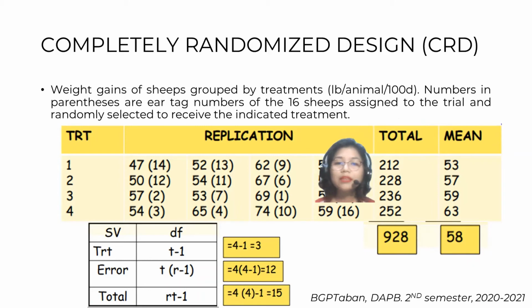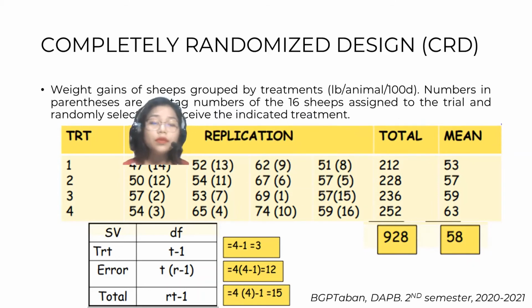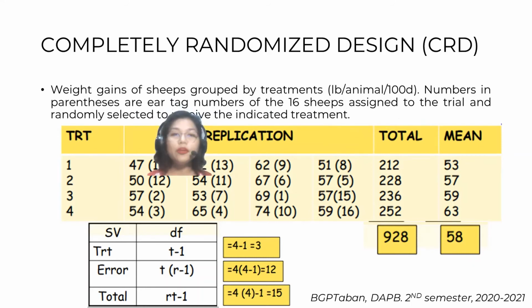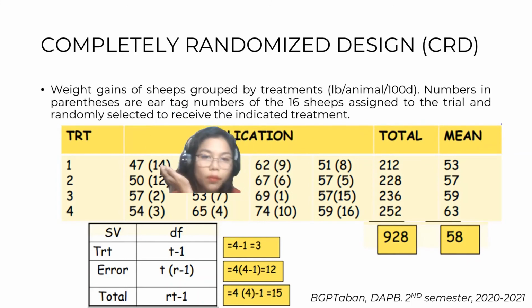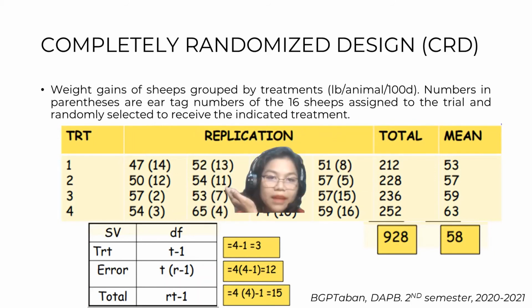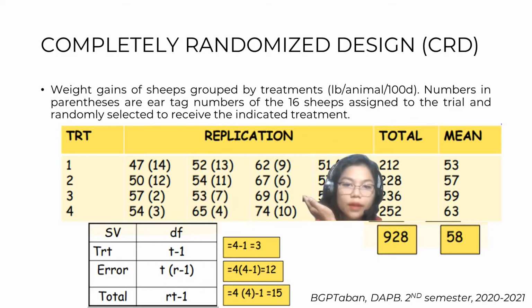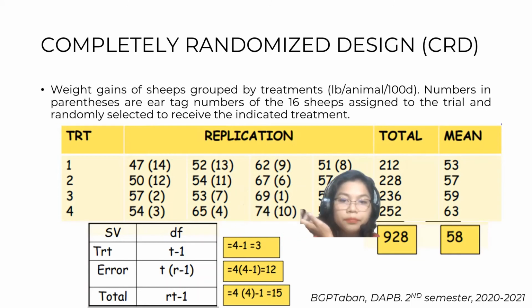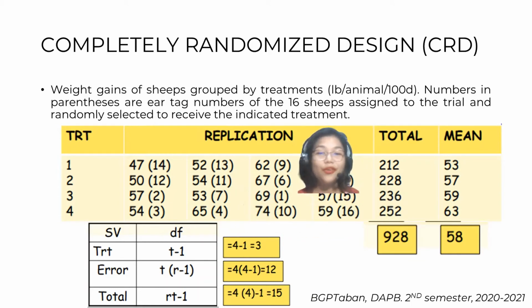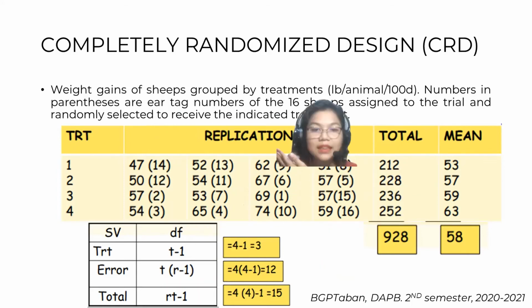Ano po ba yung total experimental units natin? 16. Saan po ba ulit nakuha yung 16? Kasi po meron tayong 4 na treatments tapos 4 na replication. So 4 times 4 is equals to 16. Saan po ba yung 16 na yun? Ito po, 1, 2, 3, 4, 5, 6, 7, 8, 9, 10, 11, 12, 13, 14, 15, 16. Yun na po. Okay. Medyo napabilis po yung counting ko. Medyo nahuli po yung aking kamay. Pero 16 po ang lahat ng ito.